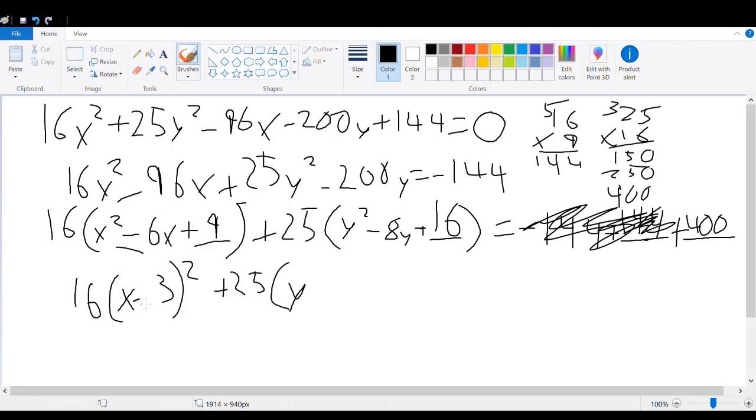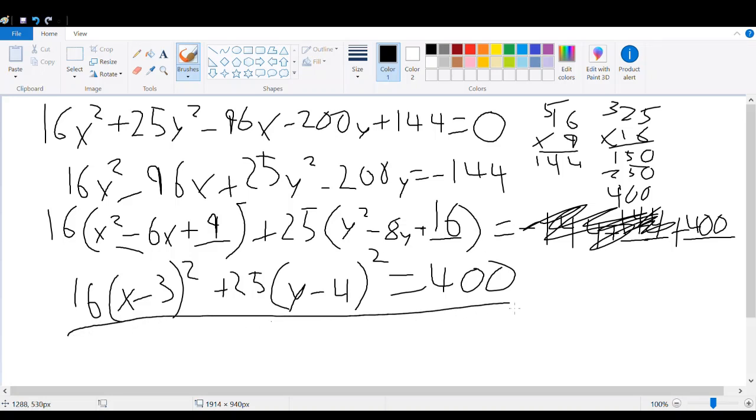(x minus 3) squared over 25... y minus 4 squared equals 400. If you've seen any of my other videos, specifically the one on ellipses, you know I can divide this whole thing by 400 and you'll know exactly what I get. That's going to be our standard equation. I'm going to erase all this again.